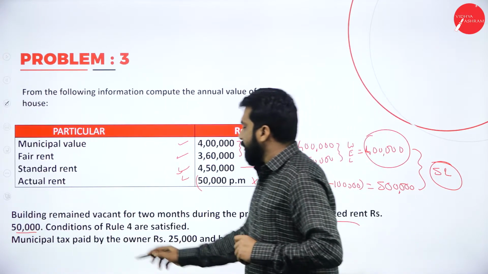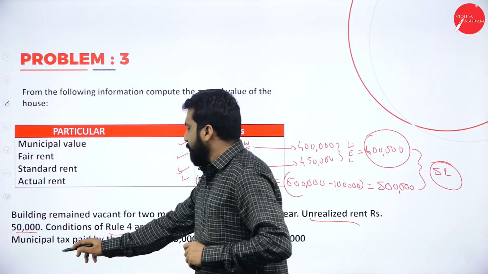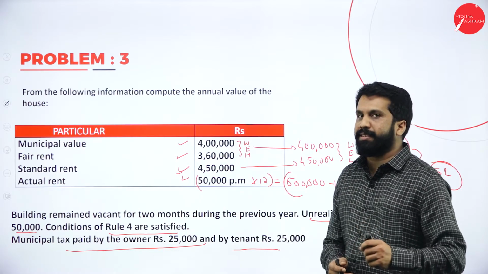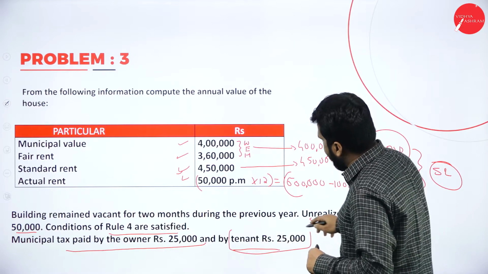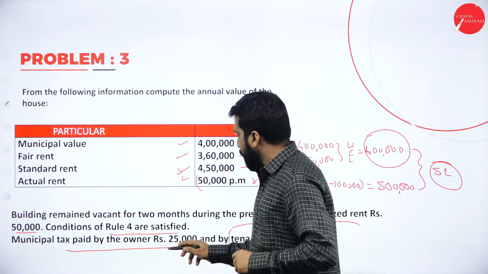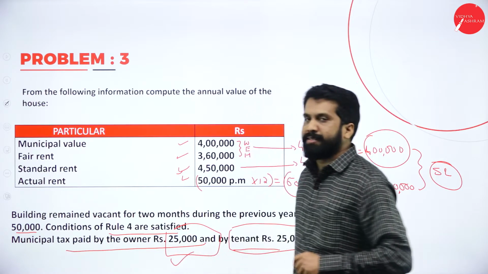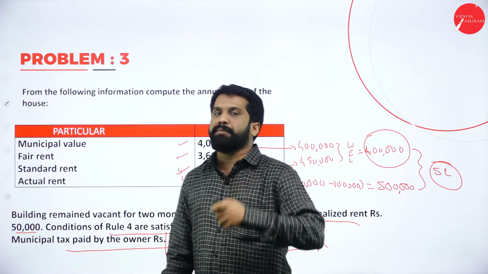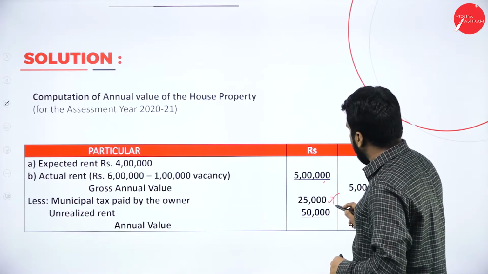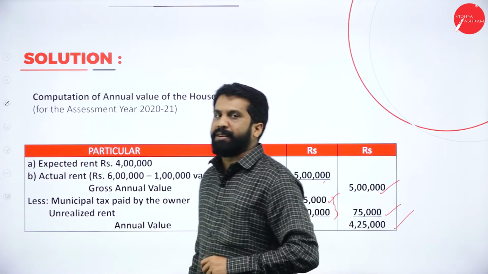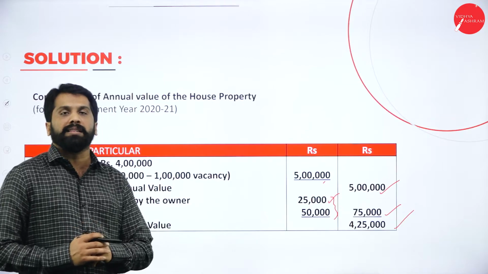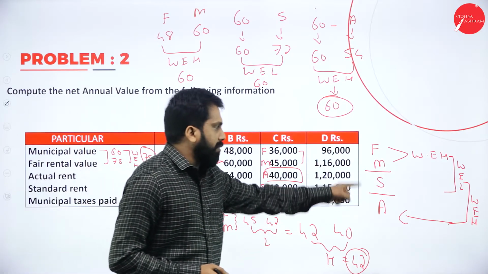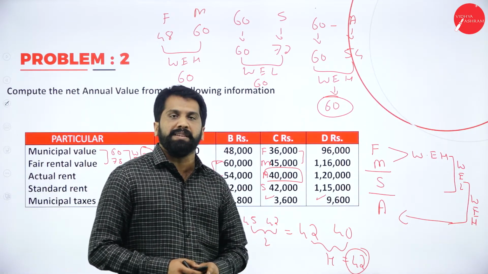Remember this. Now, conditions of rule 4 are satisfied. Municipal tax paid by the owner is 25,000 and by the tenant 25,000. Clear? Now, whatever is paid by tenant we will not consider. Whatever is paid by owner we will consider. Now, 25,000 and 1 month unrealized 50,000. Total how much is it? 75,000. We have to minus 75,000. Your answer is 4,25,000. Any doubt? So nothing complicated here. You just need to remember this one. If you remember this, it will be easy for you.